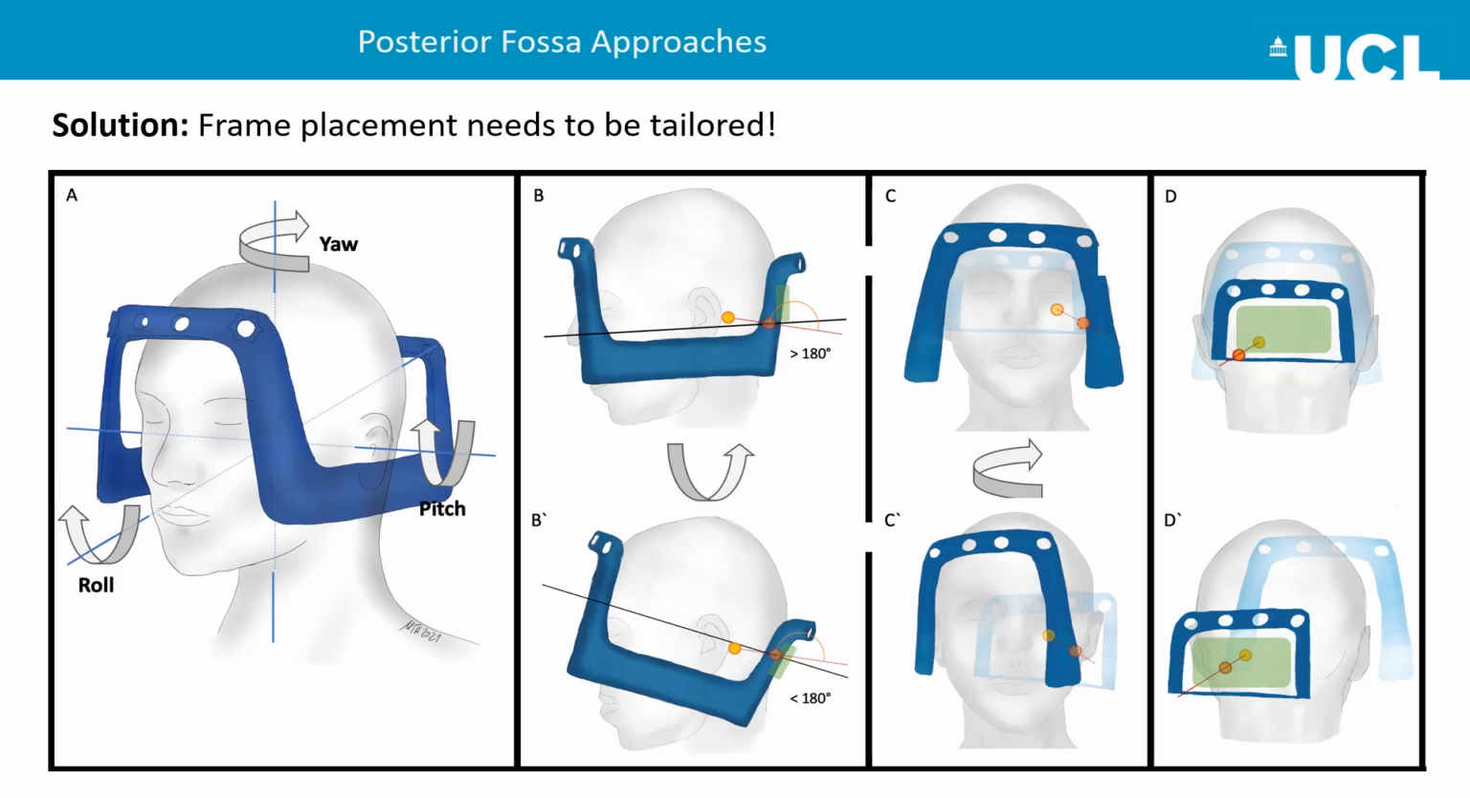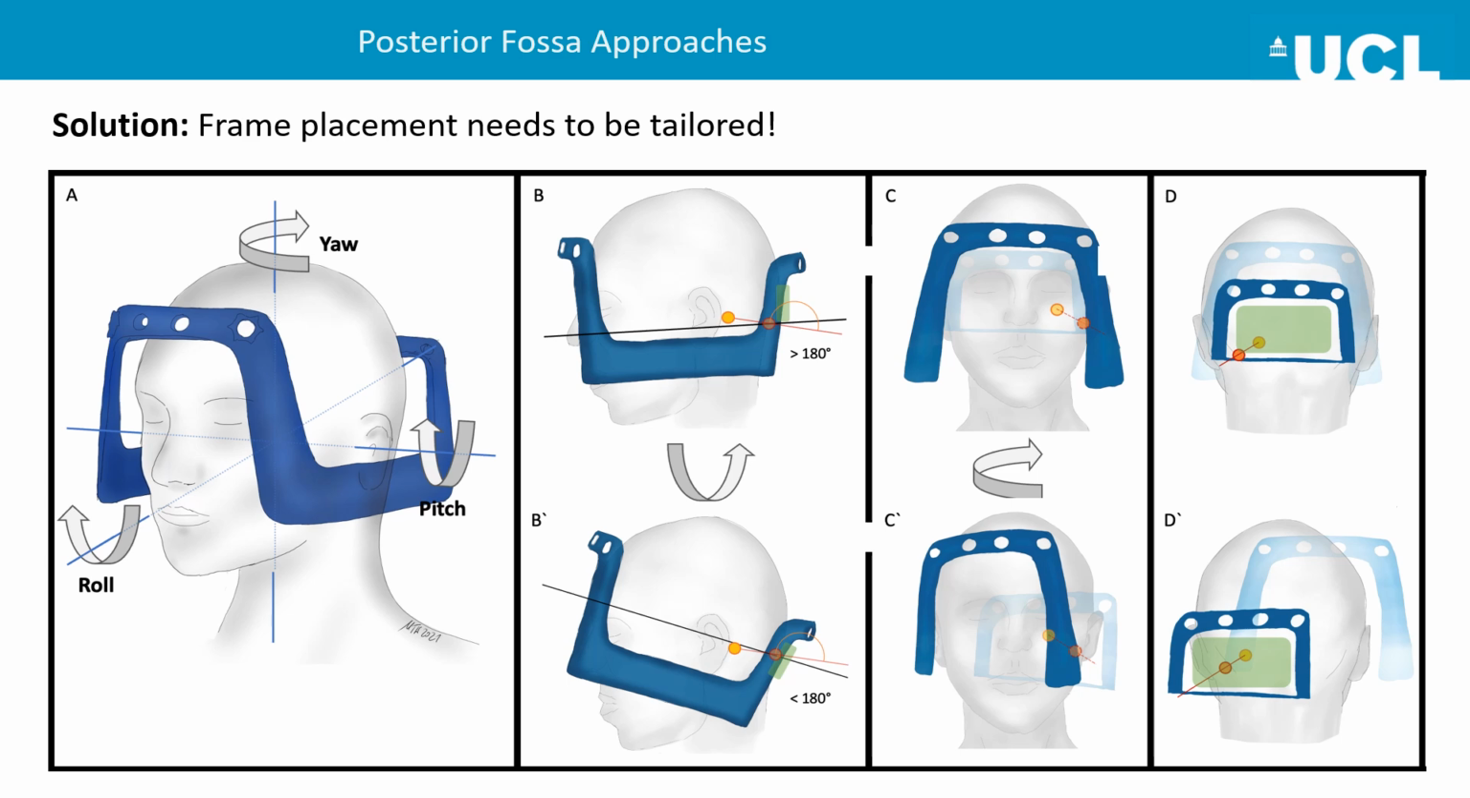But first of all, we need to clarify a few basics. So there are 3 degrees of freedom: the roll, the pitch, and the yaw. And if you look at the upper row, you can see that if you place the frame like you normally would, it would collide with your trajectory. So we usually have to do 2 adjustments.